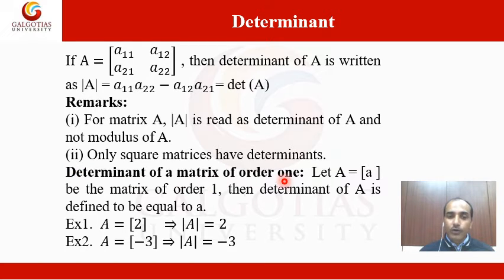Determinant of a matrix of order 1. Let A equal the matrix of order 1 with the element small a. Then the determinant of A is defined to be equal to a. That means the determinant of a matrix of order 1 is equal to its element. For example, if A equals the matrix with the element 2, then the determinant of A is 2. Or a matrix A of order 1 is minus 3, so the determinant of A is minus 3.